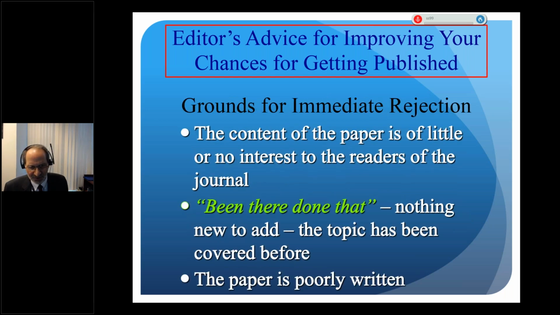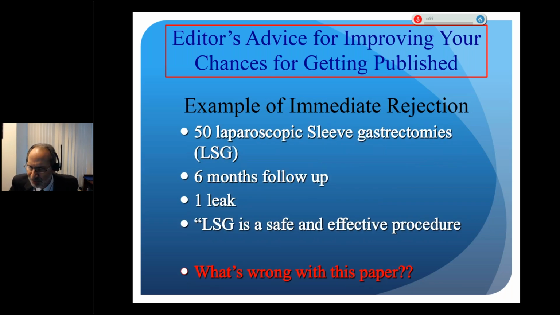And again, I think I covered this already, but the grounds for the paper not making it out of the editorial board would be that the content is of little or no interest to the readers. It's the wrong topic. The data is old and stale. It doesn't add anything new to the literature, or the paper is just poorly written, disorganized, with bad grammar, bad English. So let me give you a couple of examples of the types of papers that may not make it out of the editorial board.